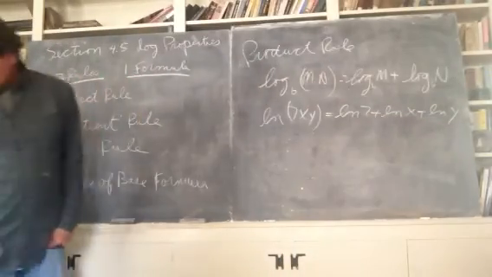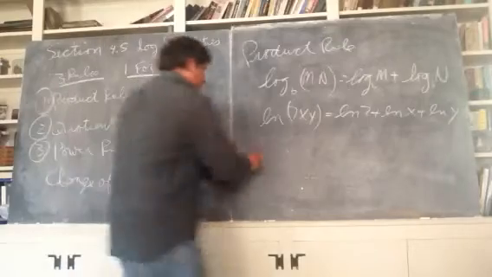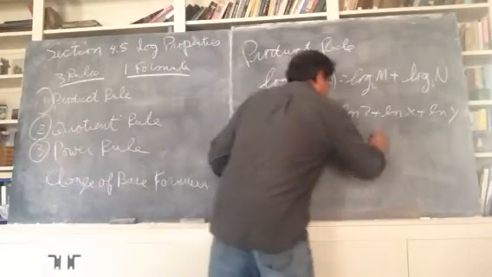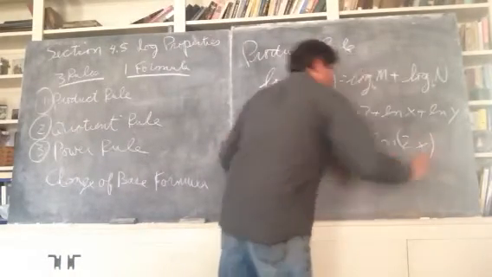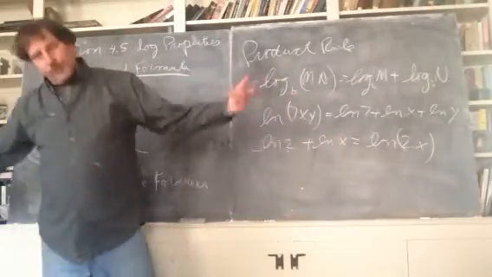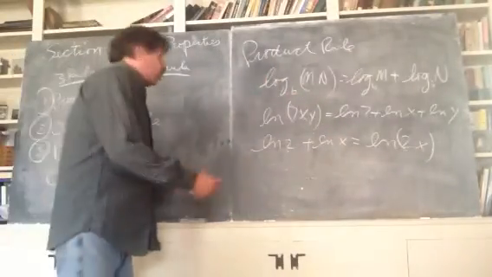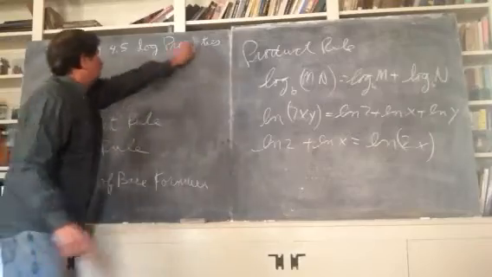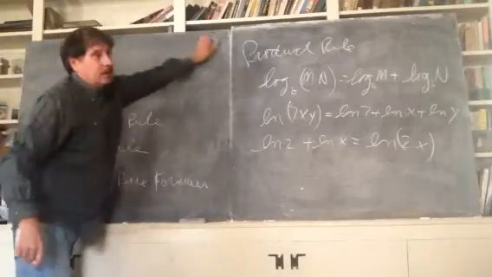And so that's how the product rule works. Or you can do it backwards. ln of 2 plus ln of x is ln of 2x. Of course, that's backwards and forward. And that's what we do in this whole section. We're just going backwards and forward. So that's the product rule. And we're putting all these together.